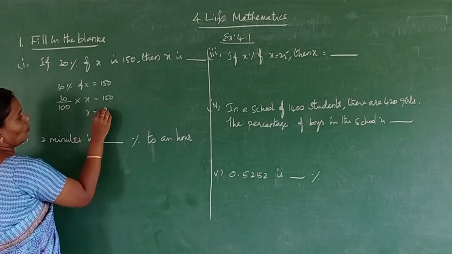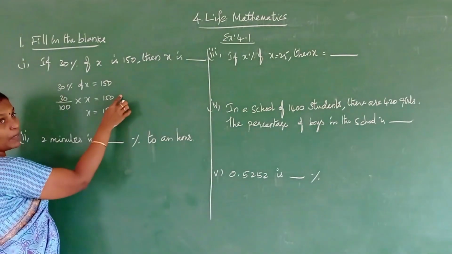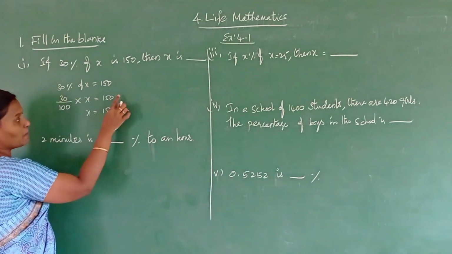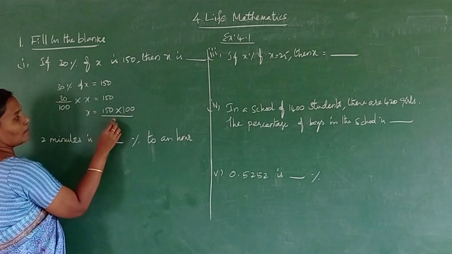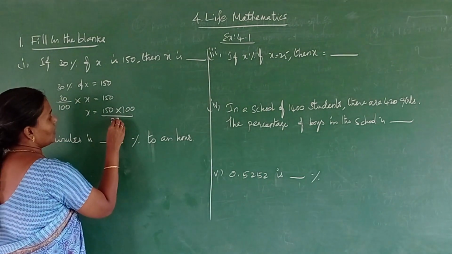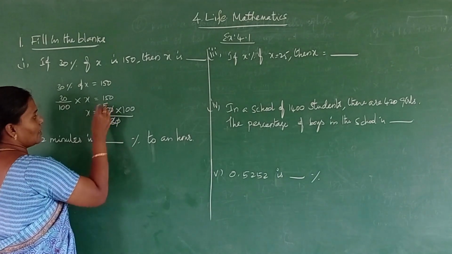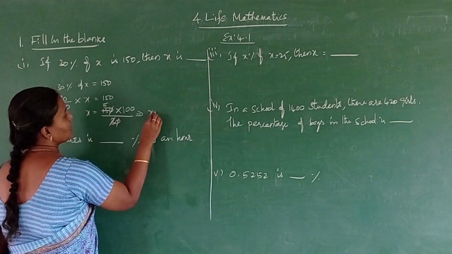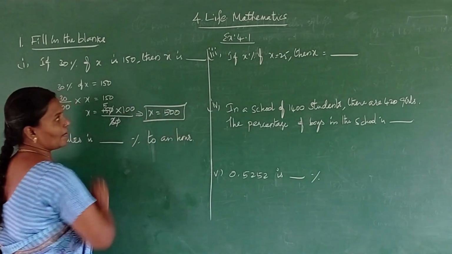So x is equal to 150. This 100 put the right side that goes to multiply. This is in denominator, divide, isn't it? So that moves to right side, that becomes multiply. So 150 multiplied by 100, and this 30 comes to denominator, divide. Now see, cancel 10 cancel. Cancel the third table. Here 3 5s are 15. So what is the value of x? So this gives x is equal to 5 into 100, 500. So x value is 500.